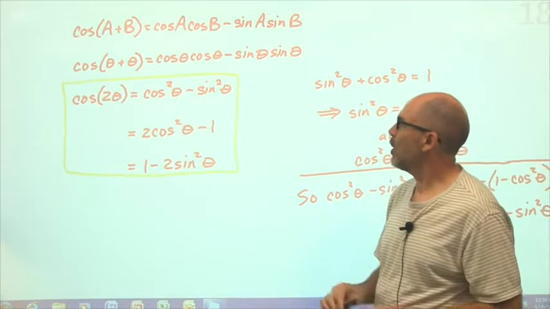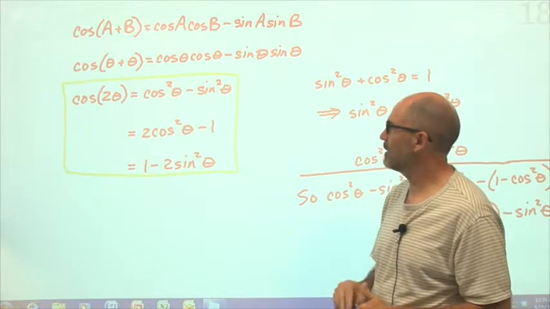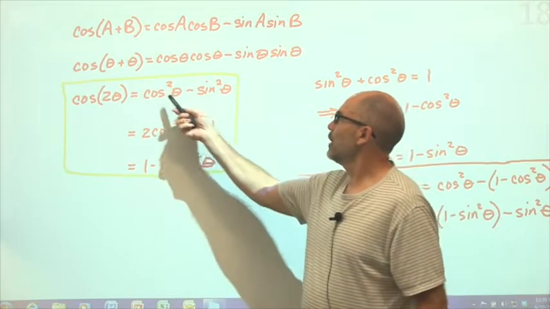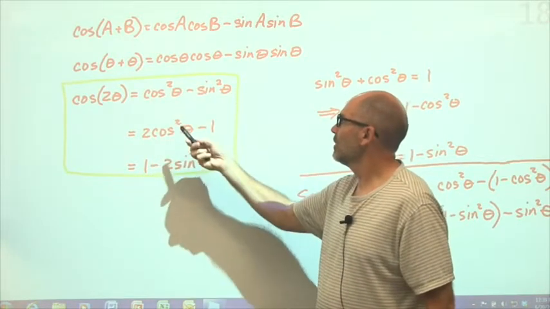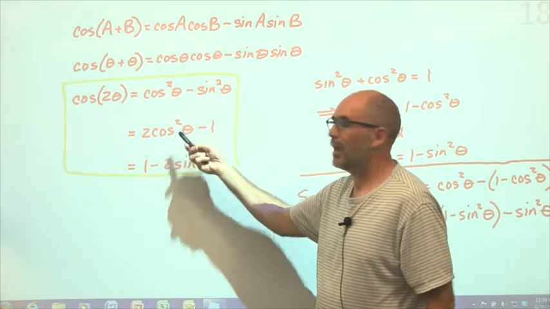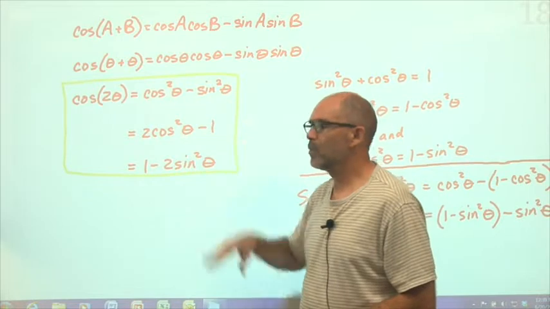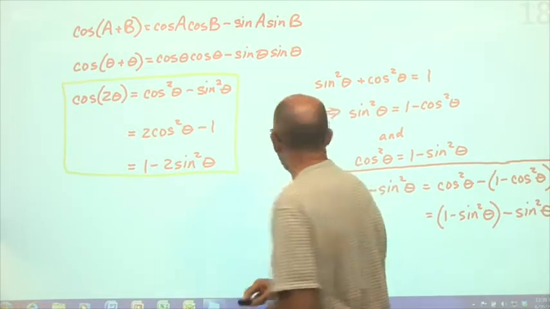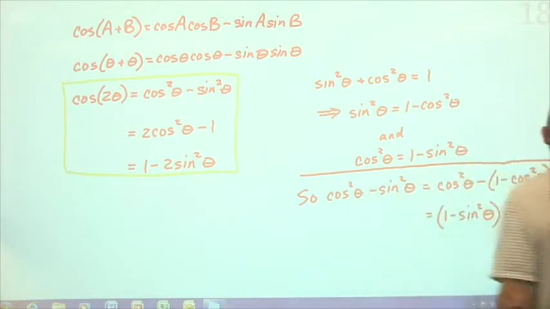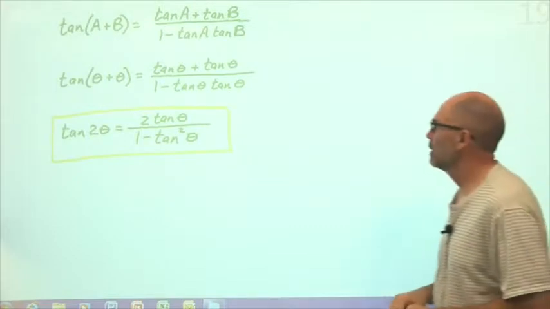So the cosine 2 theta, there are 3 different identities that you need to know. You could know cosine squared minus sine squared, that's 1 of each, or nothing but cosine, or nothing but sine. And all 3 will be handy in different identities. Okay, so let's cruise onward to the tangent identity.